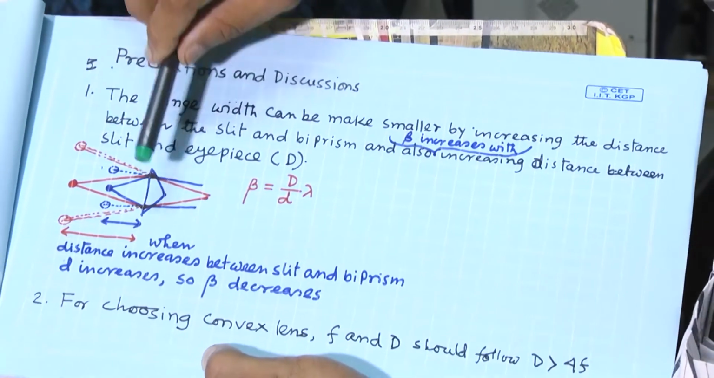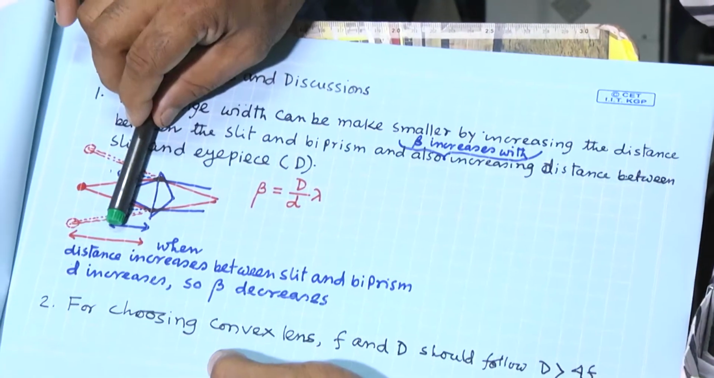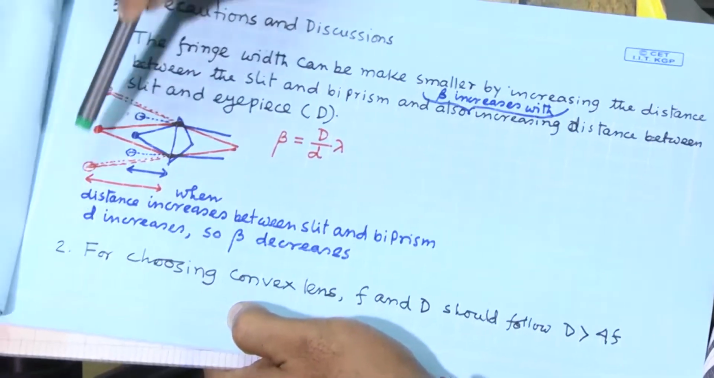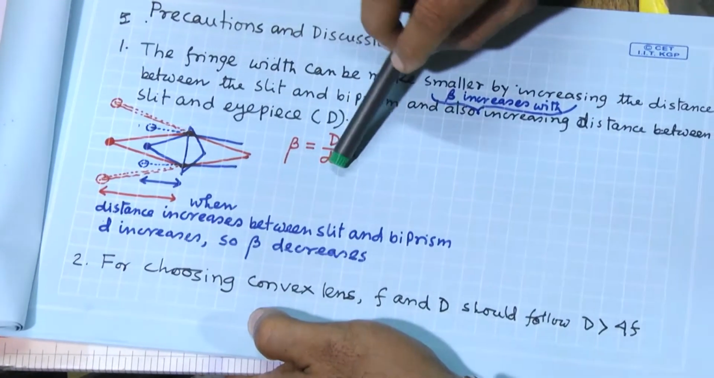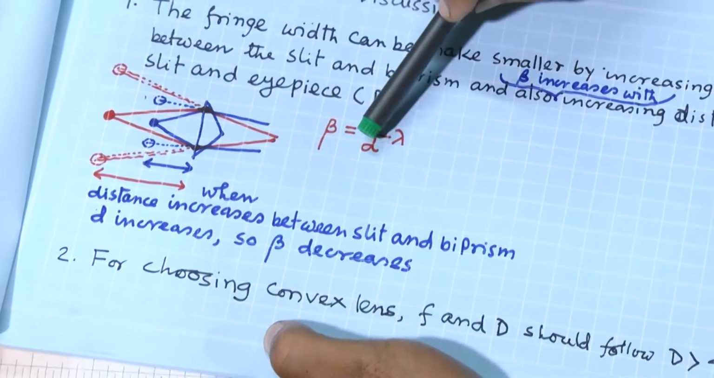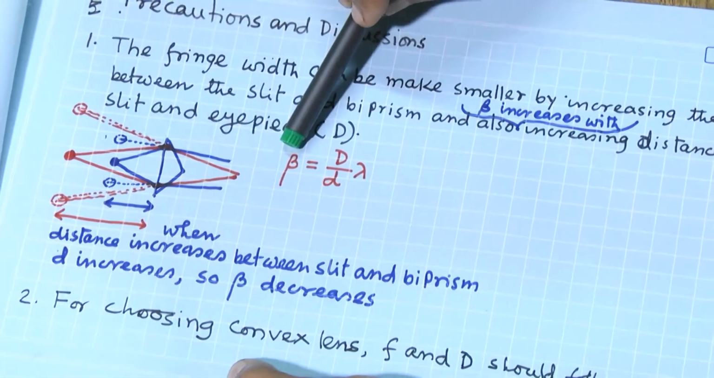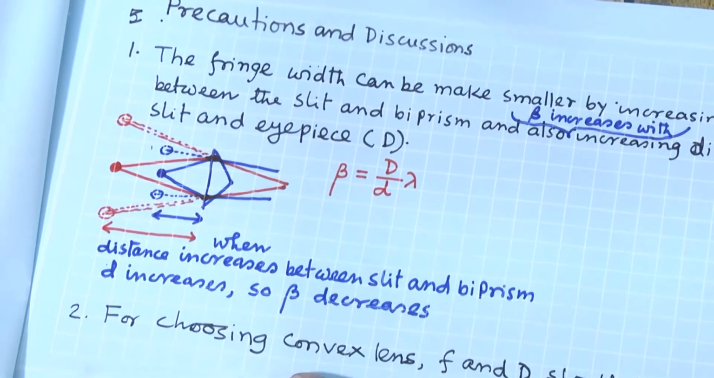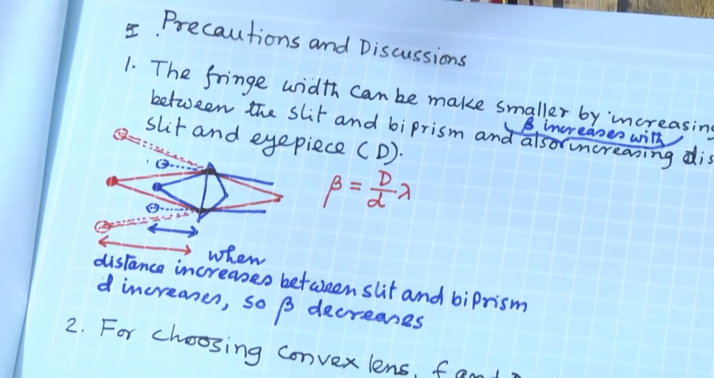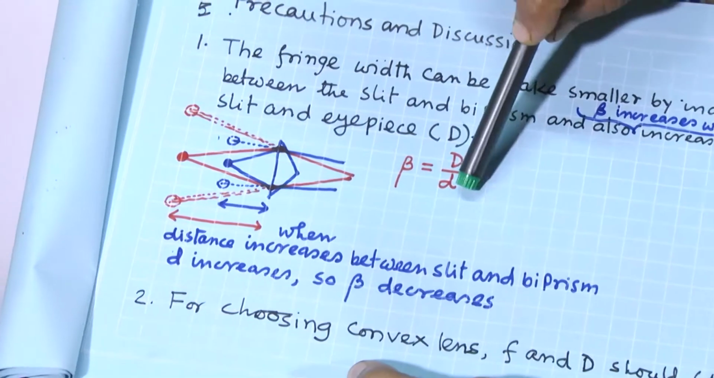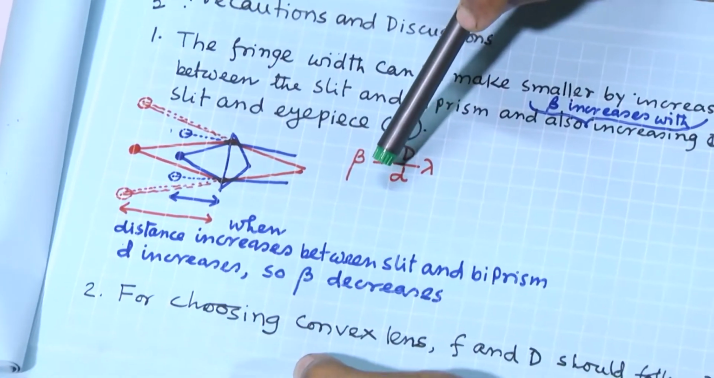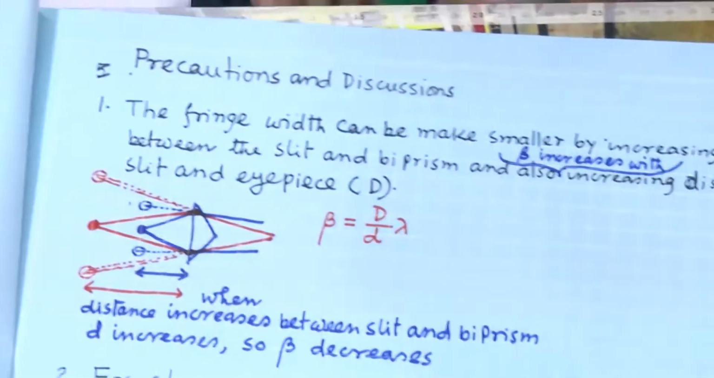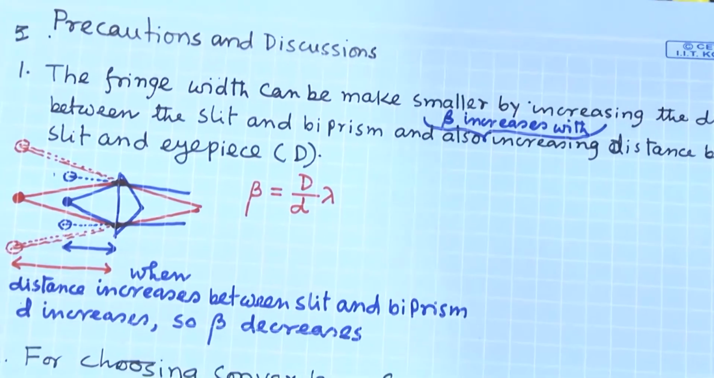Their separation depends on the distance between the source and the biprism, and you have to find a suitable source distance, meaning this distance between the virtual sources, because fringe width also depends on d. If d is very small, then beta will be very high. So in the eyepiece you may not see a large number of fringes, so one has to optimize. Fringe width is controlled by small d and capital D. Small d is controlled by the separation of these two, and capital D by the position of the screen.